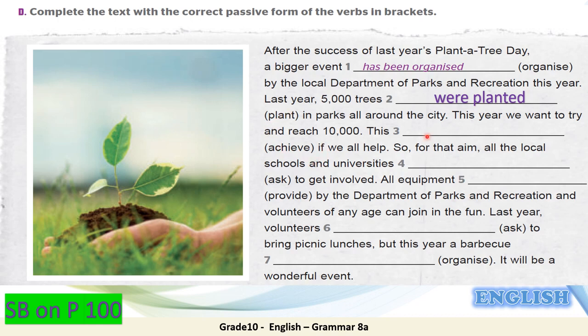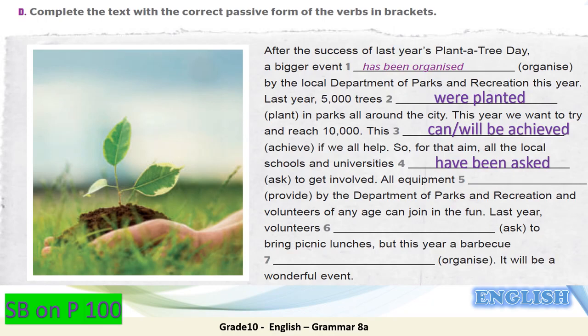We have conditional. Type 1. If plus present. So verb achieve should go in, excellent, the future simple. And here we talk about the use of modal verb. So what is the structure? Very good. Can or will plus be plus past participle. So for that aim, all the local schools and universities, verb to ask, to get involved. Plural noun. So, have been asked. Very good. The action started in the past and is still continuing.